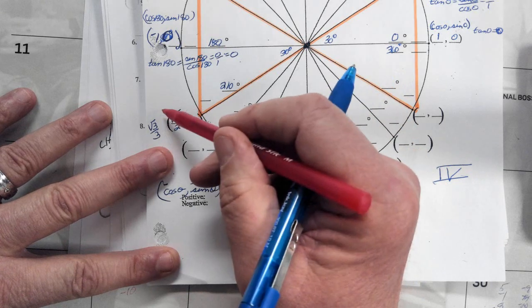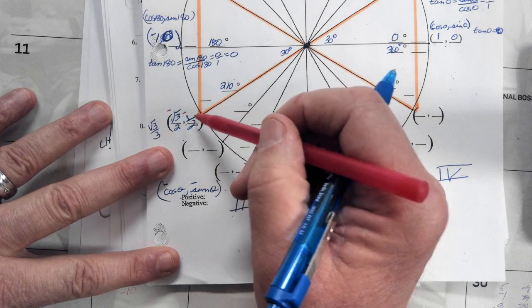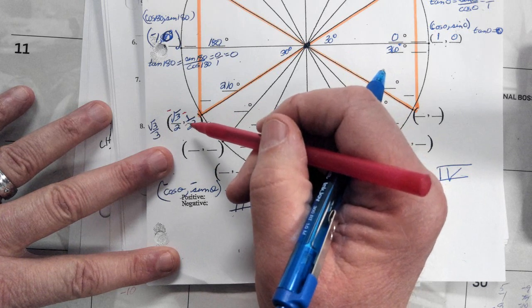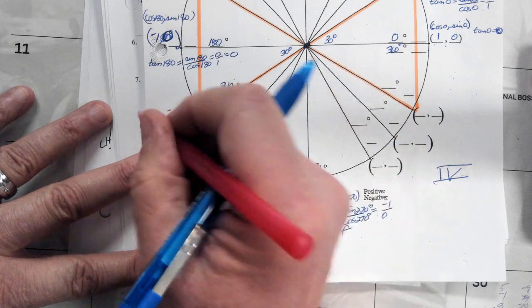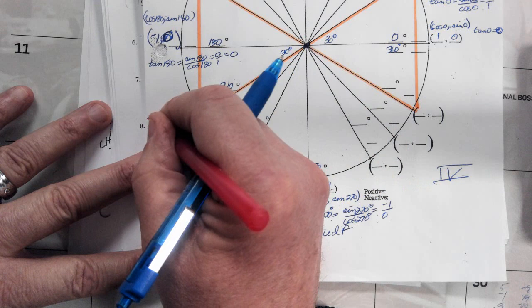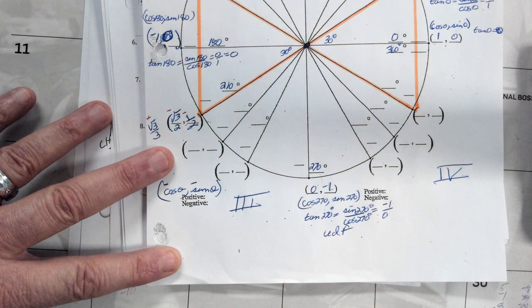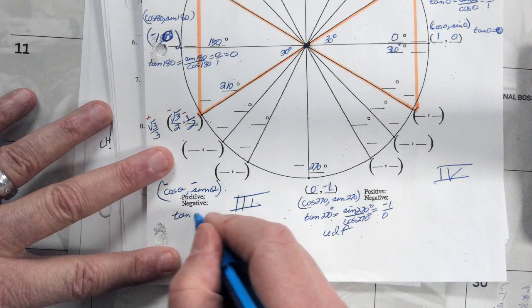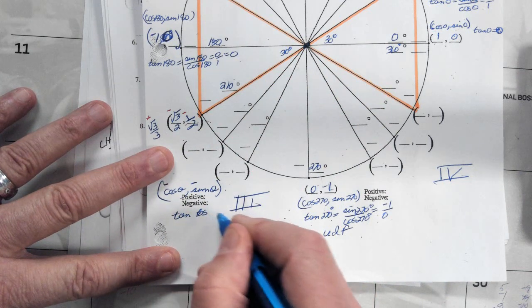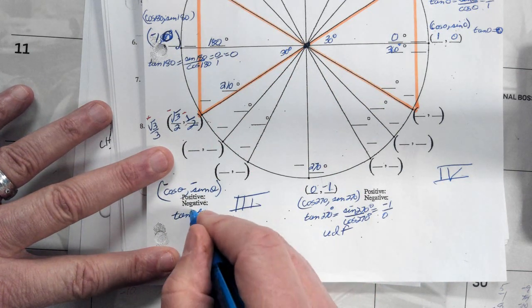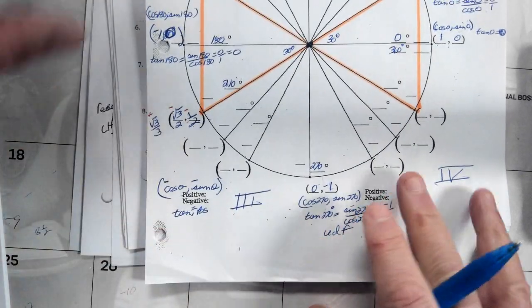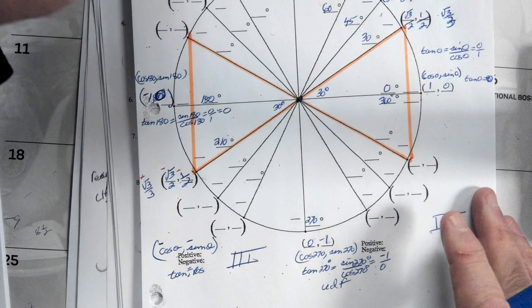The tangent is sine 210 over cosine 210. Since they're both negative, the tangent is positive. So this is what you need to know. In the third quadrant, the tan's positive. It'll make sense as we do more of these.